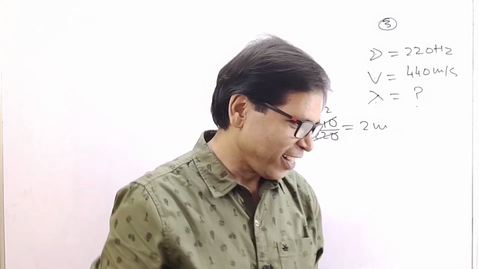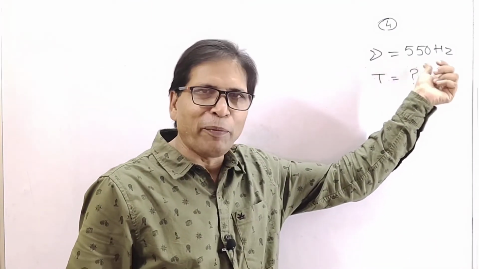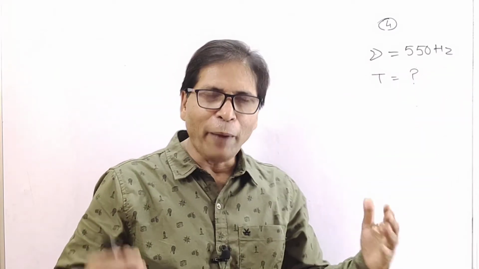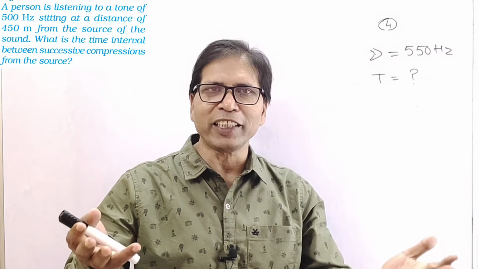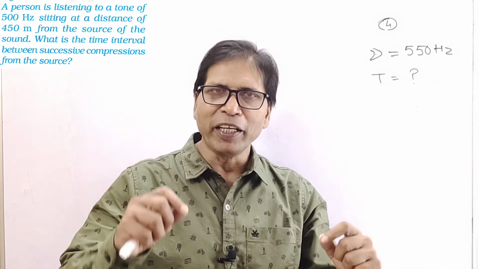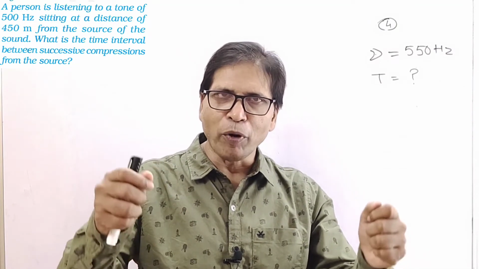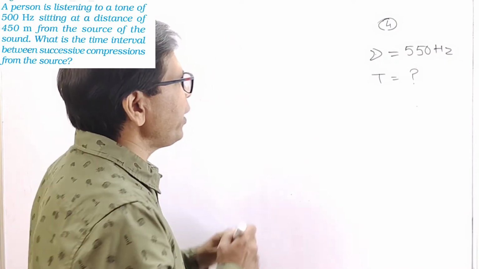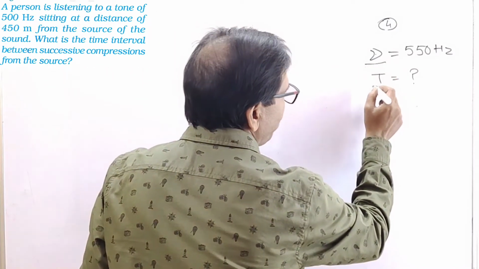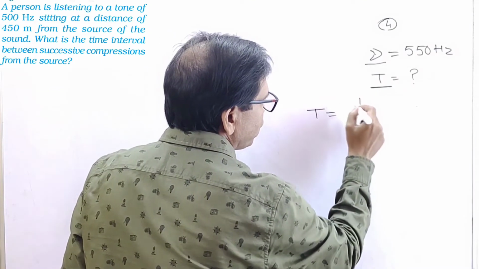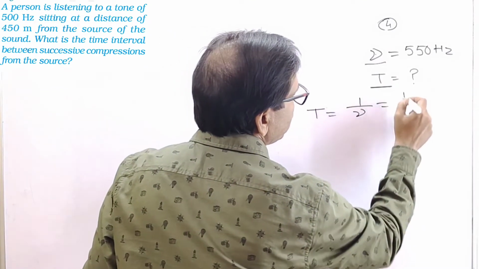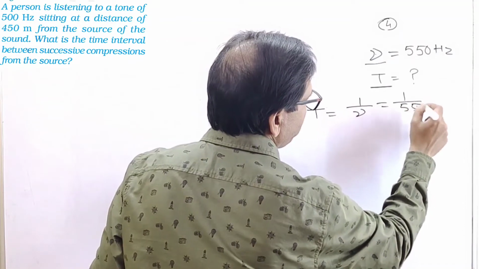Okay, next. The frequency of a wave is 550 Hertz. We have to calculate the time interval between two successive compressions. That means the time period of oscillation. Here nu is given and we have to calculate t. Now time period t equals 1 by nu. So this is 1 by 550.